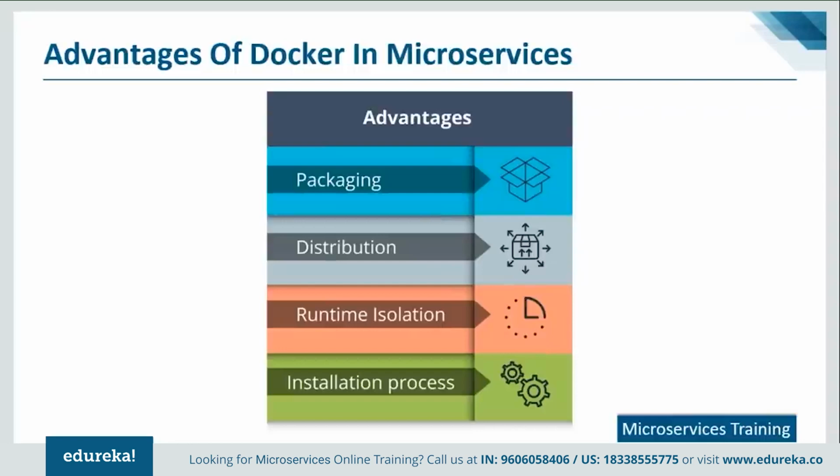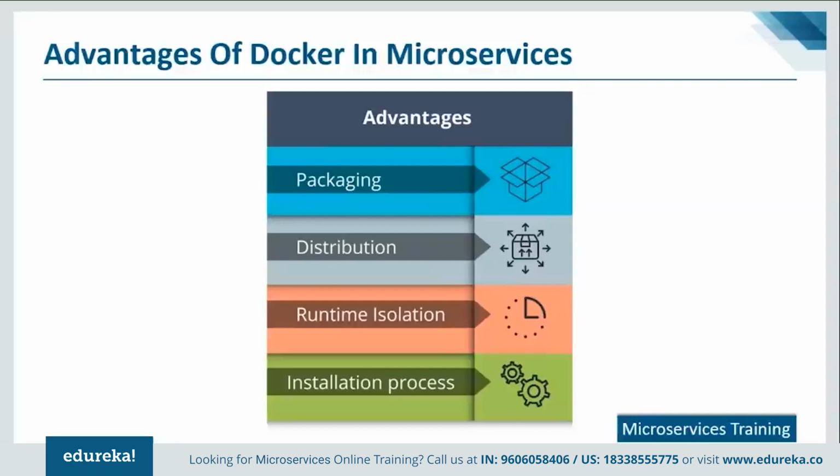Similarly, Docker's runtime isolation allows you to run multiple API microservices side by side on the same host with greater ease and maintainability. So different teams working on different microservices will not affect the runtime of others. For example, if a revision of an API is needed, the API microservice running in a Docker container can be redeployed without affecting other APIs.